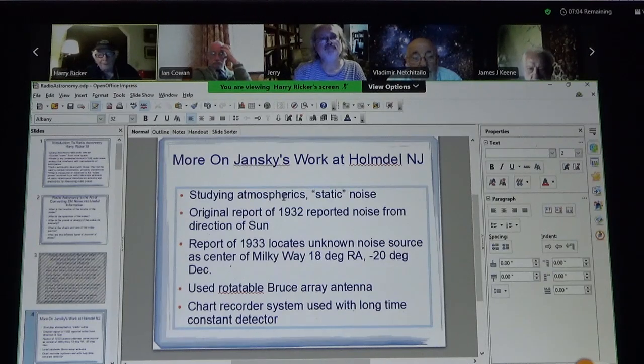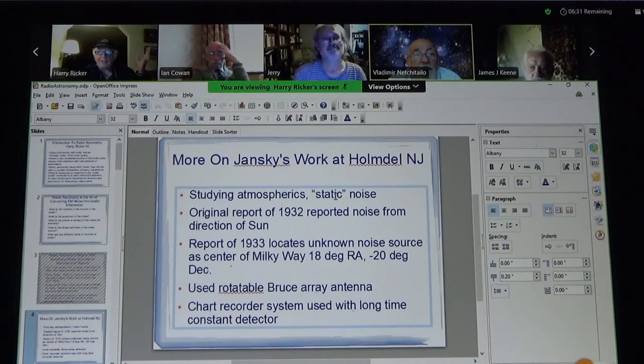So I use the word here in the beginning, studying atmospherics. In the early reports, they called these things atmospherics, which really means lightning noise, I think. Noise that's created in the atmosphere. Lightning is one example. I think there are other sources. And this term static is used in the literature. Generally, we don't use the word static anymore. Engineers, if they said, I have this static, that's not a term that's commonly used. That's an old term for noise.